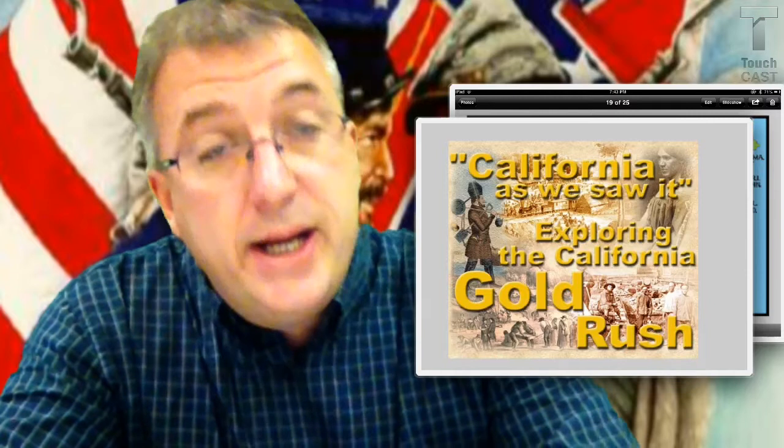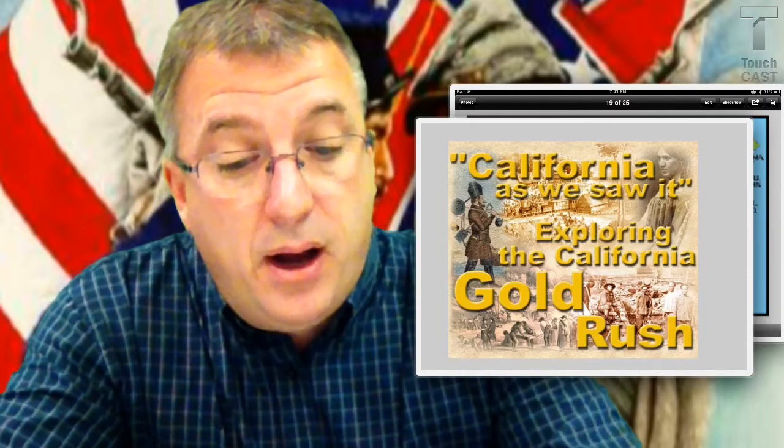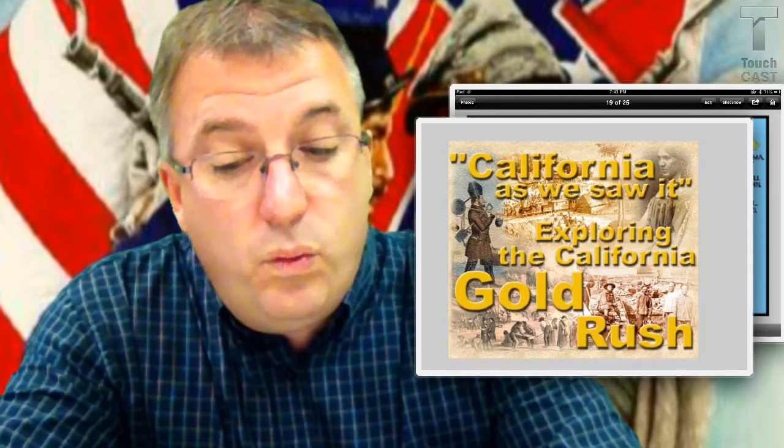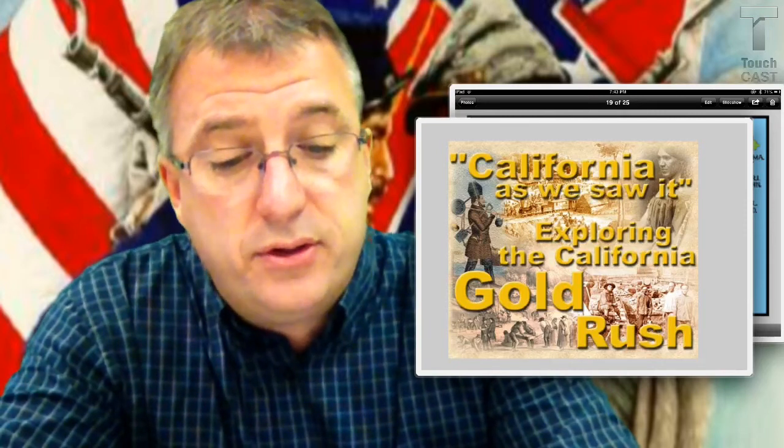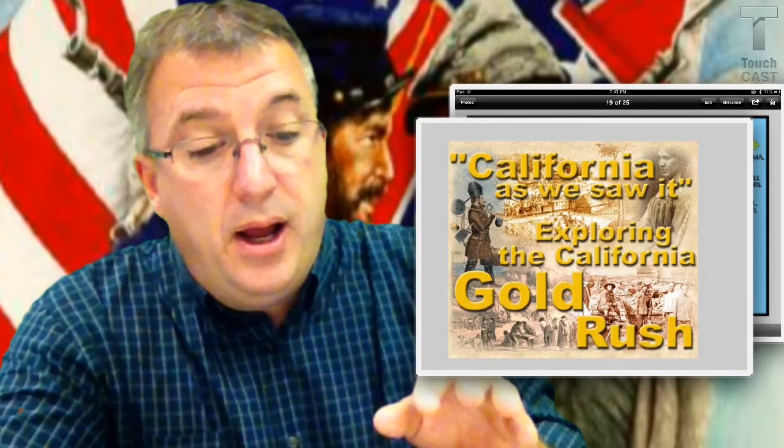So California comes in as a free state. That's number one. Second, the territories of New Mexico and Utah are created with the provision for popular sovereignty, which I'll go into in a minute. So the new Southwestern territories acquired from Mexico would decide on their own whether they would permit slavery.